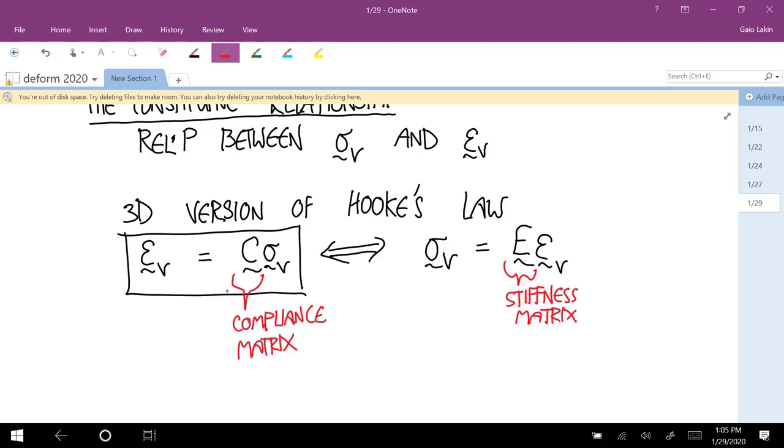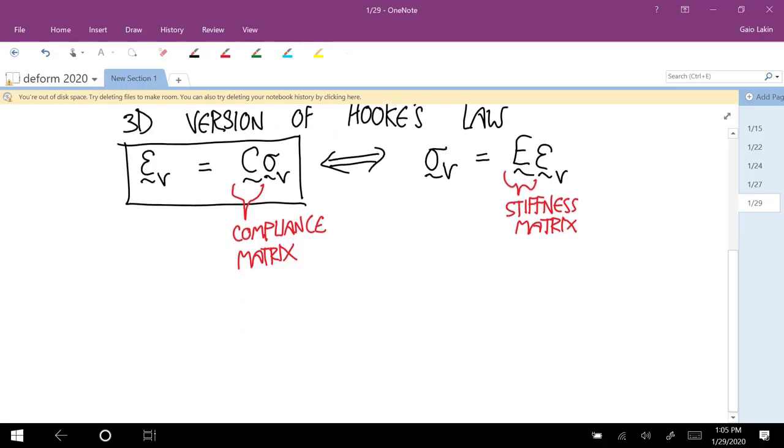Well, for engineering materials, I've asked this question a couple times before. Which of these values do you expect to be high? Compliance values or stiffness values? Stiffness. So you can see that the values that I gave you and I called the stiffness matrix are going to be really small, so it doesn't make sense that that's the stiffness matrix.